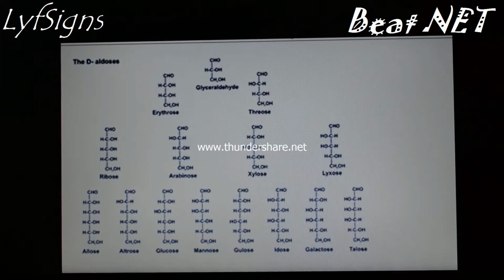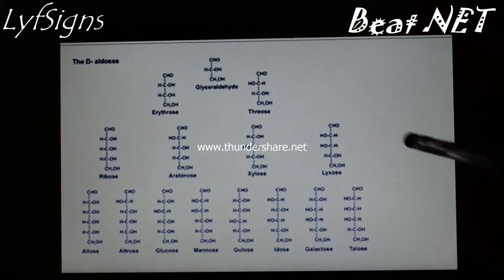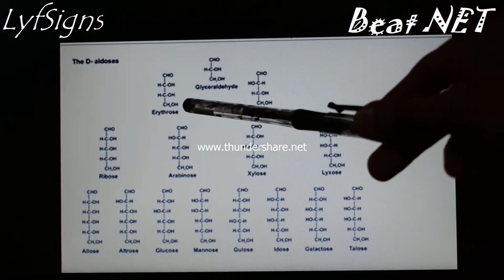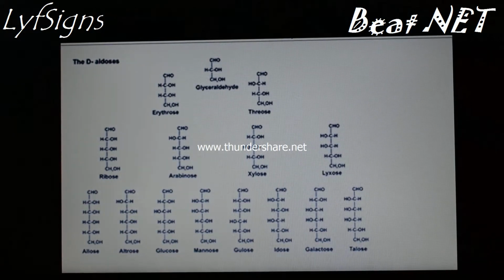Next are tetroses, which have 4 carbon atoms. That is erythrose, an aldotetrose, and the ketotetrose is erythrulose. Pentoses have 5 carbons. An example is ribose, and the ketopentose is ribulose. Arabinose, xylose, and lyxose are all pentoses.